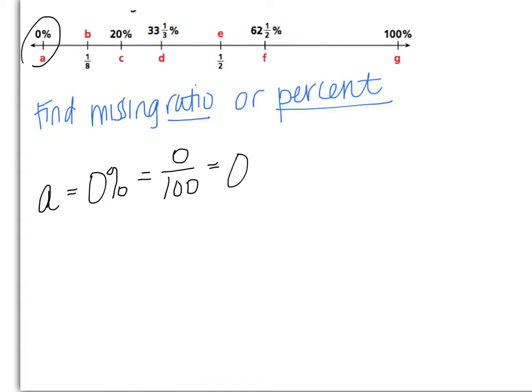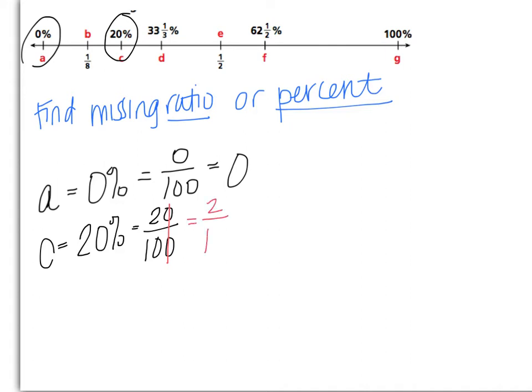Let's try another one. Let's try C. So C, again, they're giving you a percent. So you have 20%. So what would that ratio be? Well, that would be 20 over 100, which we can then reduce. You can take off these back zeros and think of this as 2/10. And then what would 2/10 reduce to? 1/5.